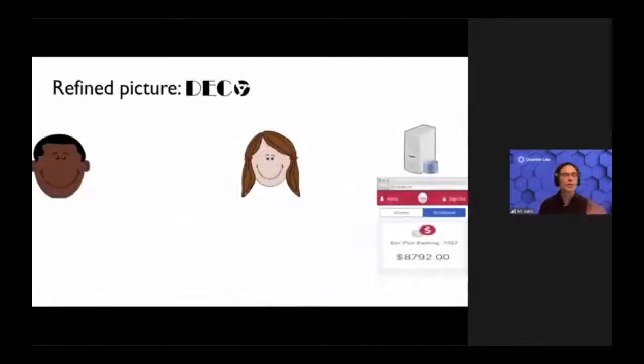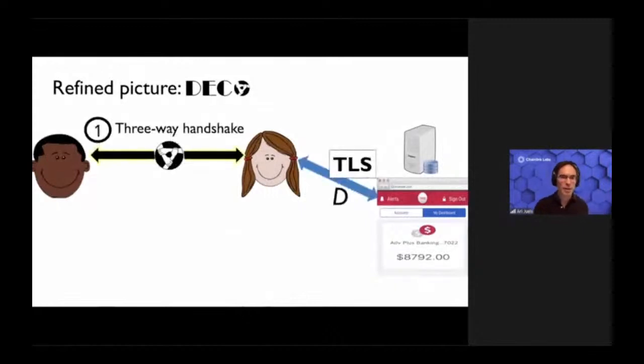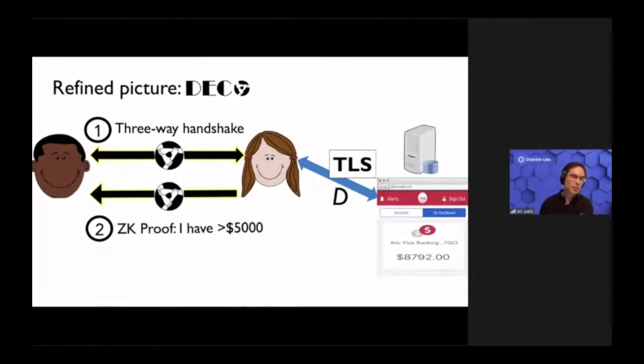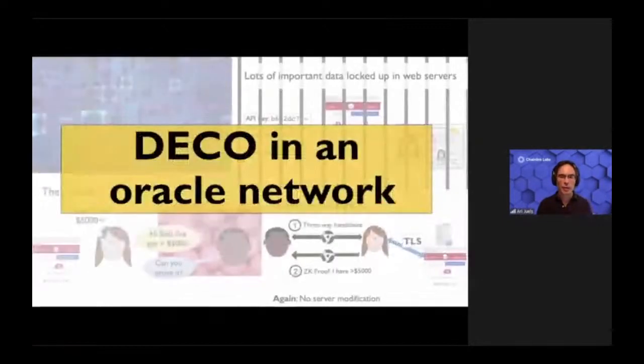All of this gives us a refined picture of Deco. It involves two steps. First, the user logs into the target website while performing a three-way handshake with the verifier, prover and verifier. And then the prover can prove things in zero knowledge about the data she gets from the server to the verifier. How then do we use DECO in a full-blown Oracle network?